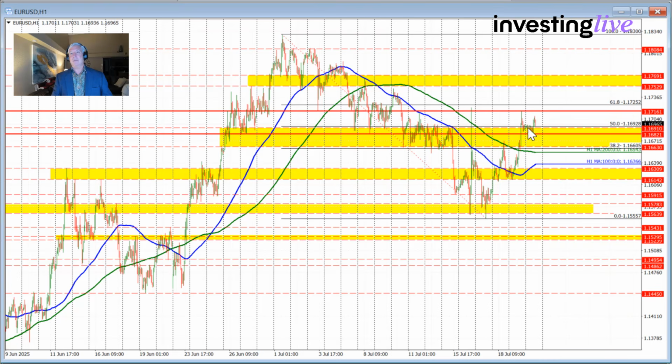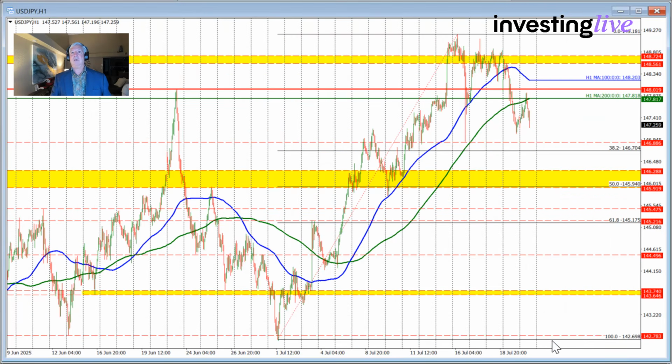Again, we moved sharply to the upside yesterday, consolidating the gains with a mild correction, and trying to hold support against what was resistance at the 93-ish area, the high of the swing area. Let's take a look at the dollar versus yen next, and we'll look at the hourly chart here.